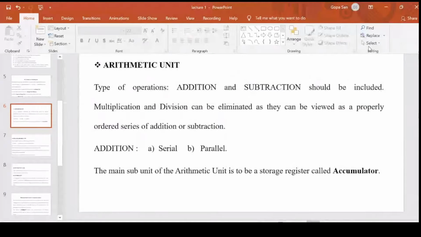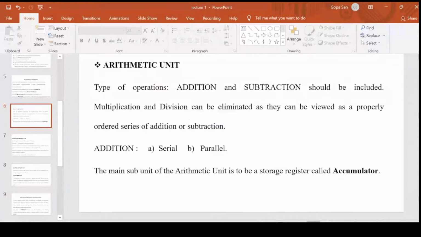First, we discuss what will be the basic operation or the structure of the arithmetic unit. Now, I have mentioned the purpose of using the arithmetic unit. The arithmetic unit must be able to perform arithmetic operations. Now, what are the basic arithmetic operations? Basic arithmetic operations are addition and subtraction. So the machine must be able to perform these two operations.